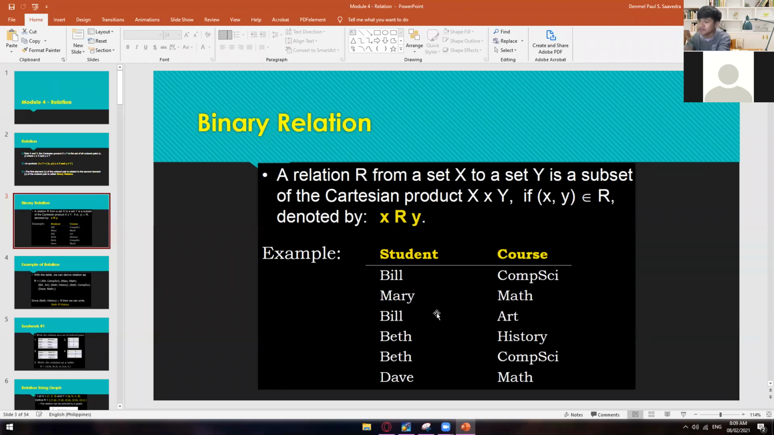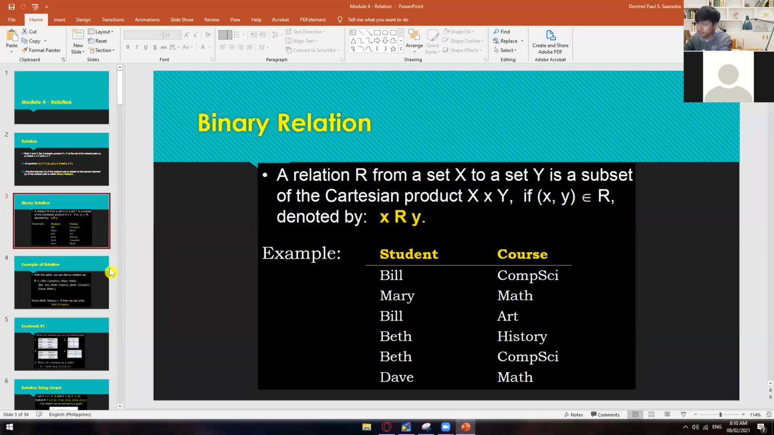Bill is another, or again, related with art. So you could say that Bill has two courses that he is taking consecutively. He's taking comp sci, and at the same time he's taking art. And then Beth is taking history and comp sci at the same time. And Dave is related with math. So that's the relation. Each one of them has one course or two courses. So that's their relation.